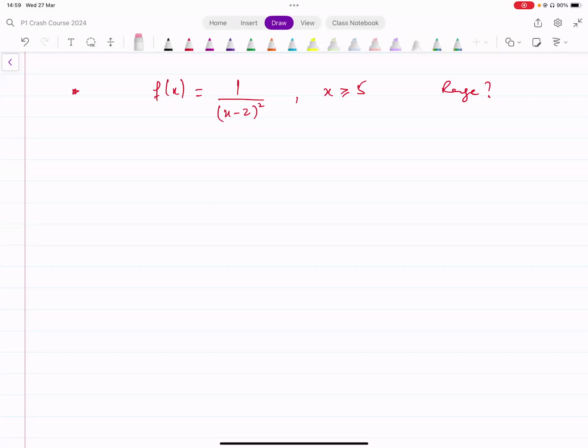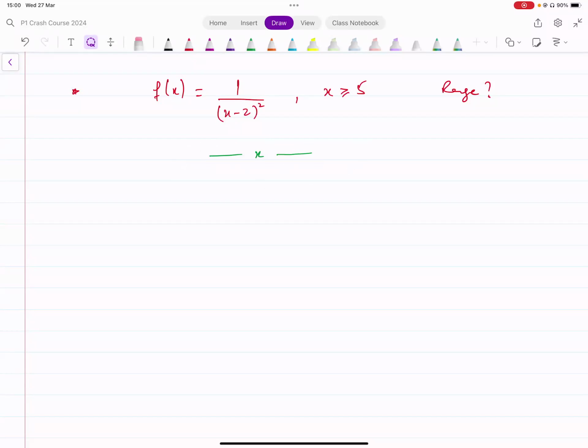Abdullah, what's the smaller number, 0 or 1 over 9? The smaller number is 0, sir. The smaller number should be on the left side, and the larger number should be on the right side. Okay, that's good. So how do we start?